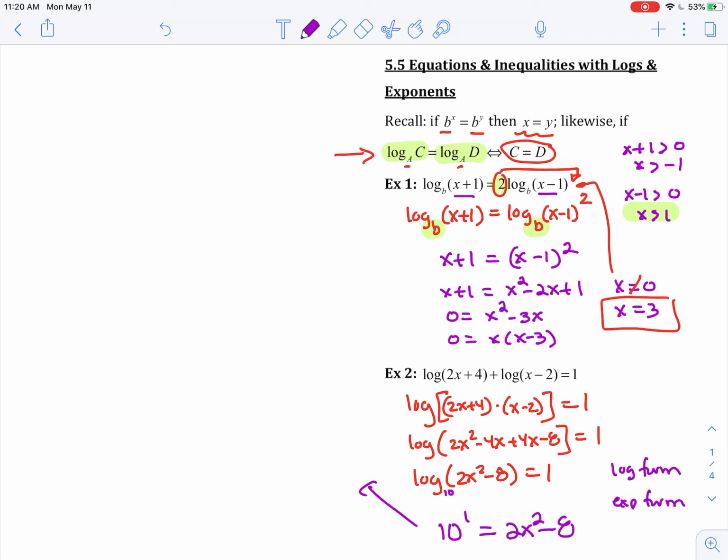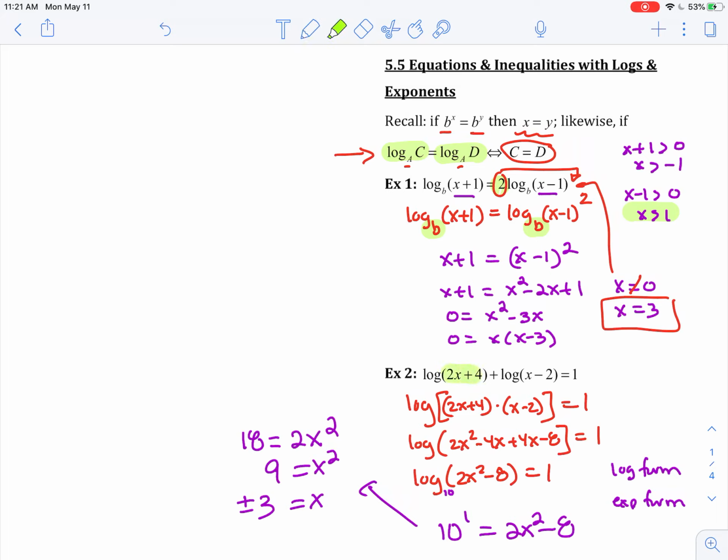Or if we go to solve, I'm just going to come up here, we get 18 is equal to 2x squared. x squared is equal to 9, or x is equal to plus or minus 3. Taking the square root, recall your absolute values, and that's where the plus minus is coming from.